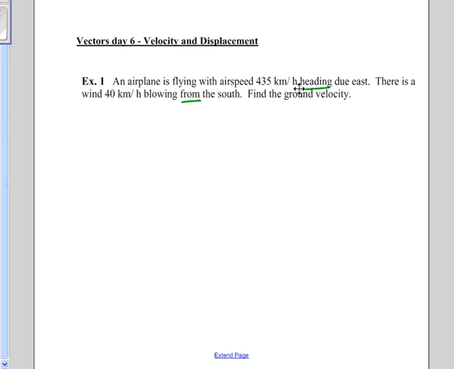So a picture is worth 1,000 words. So this plane, I'm going to call him P, is heading due east. Vector P. There is a 40 kilometer per hour wind, let's call him W, very creative vectors here, from the south, so heading north. So there's my wind, there's where the plane is headed, and the resultant would be, since I've got it tip to tail, this is the resultant, or where the plane is actually going as we view it from below.